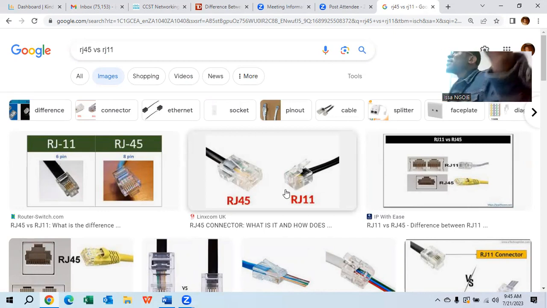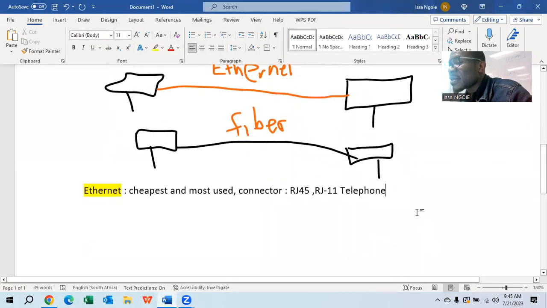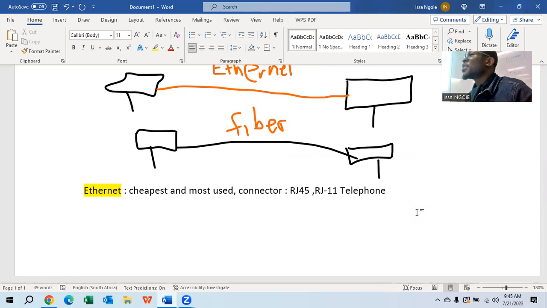Suppose you wanna connect your wireless access point or your modem to the internet. Sometimes you can use that cable or that port for telephone lines, right? Those are the things, guys, when you are talking about this Ethernet, the most important that you have to know. They can ask you, among those cables, which one is the cheapest one and the most used by companies, right?